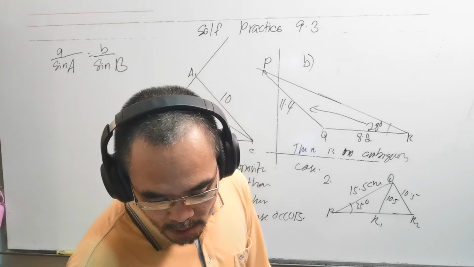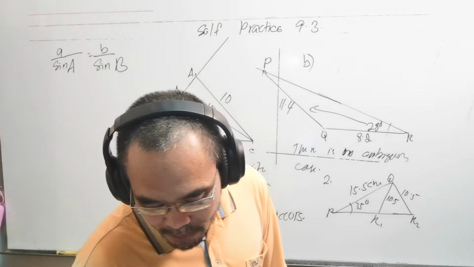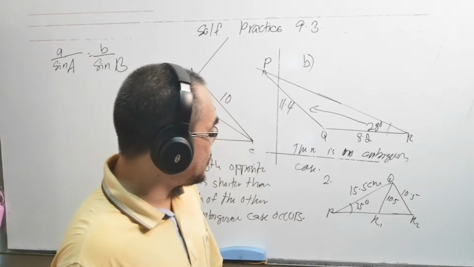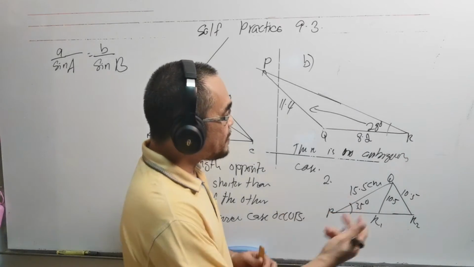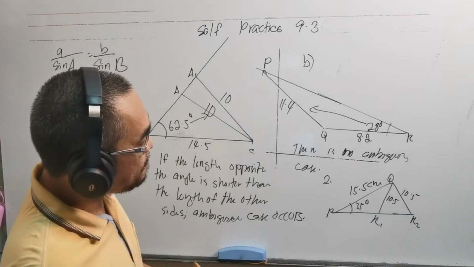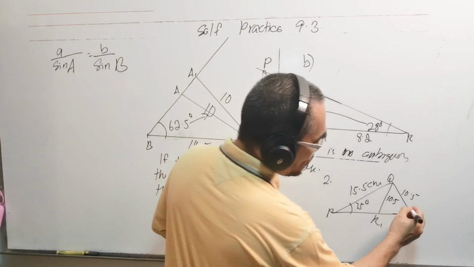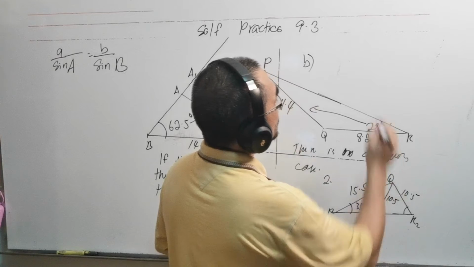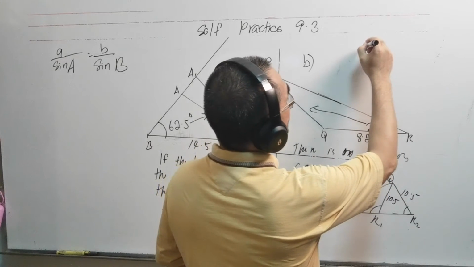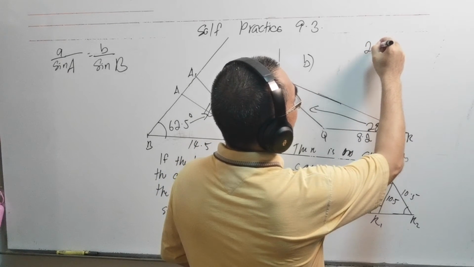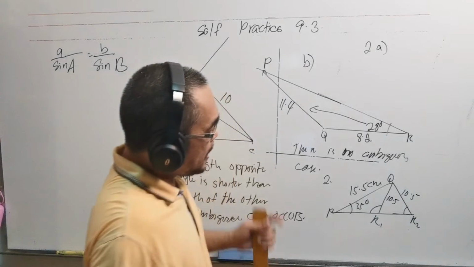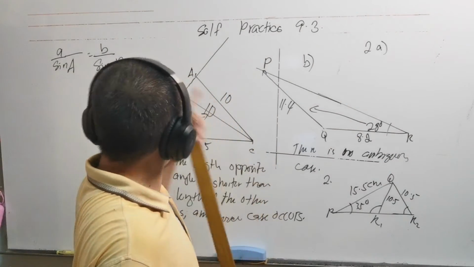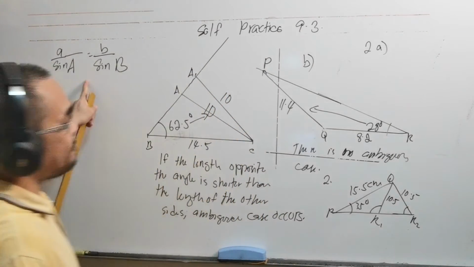Okay. So A, find the possible values of QRP. So how to find QRP? We could have QRP here or QRP there. Okay. So for question number 2A, how to use this? Use the sine formula.